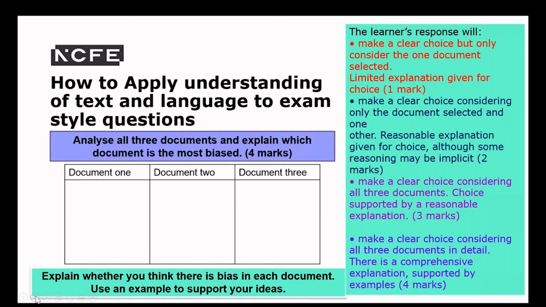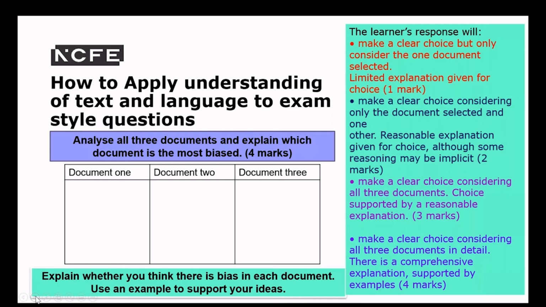So how to apply and understand the text and language to an exam style question. Looking at the table that we had on the previous slide, you can see here that it's asking to analyze all three documents and explain which is the most biased. And it's telling you that it's worth 4 marks. At the side, you have the marking scheme.